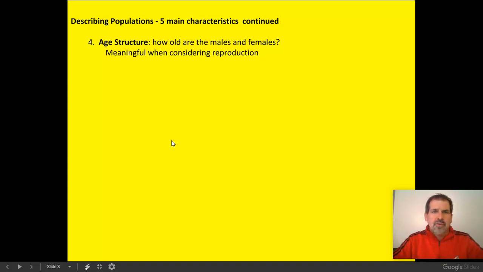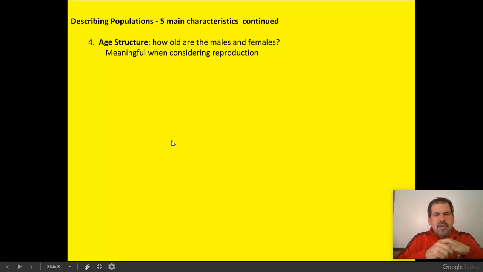And this is meaningful when you consider reproduction. Let's take a couple of examples. If we consider the population of people in the United States, in all the major age brackets, like 0 to 10, 11 to 20, 21 to 30, 31 to 40, etc., the number of individuals in each of those age groups is about the same. And that typically means you're going to have steady to slow population growth.